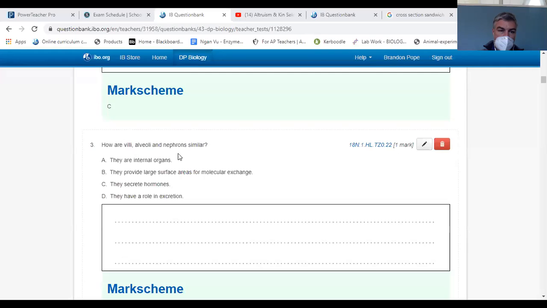So we know what villi, alveoli, and nephrons are. The only one that's internal is your nephron. This one is technically an external organ, and so are your villi. They're still considered the surface of your body. So in this case, we have to rule out A. The only choice that makes any sense is molecular exchange. They have a large surface area for molecular exchange, meaning molecules can pass in and out of the cells that make them up, or these organs themselves. They have a tiny surface area.